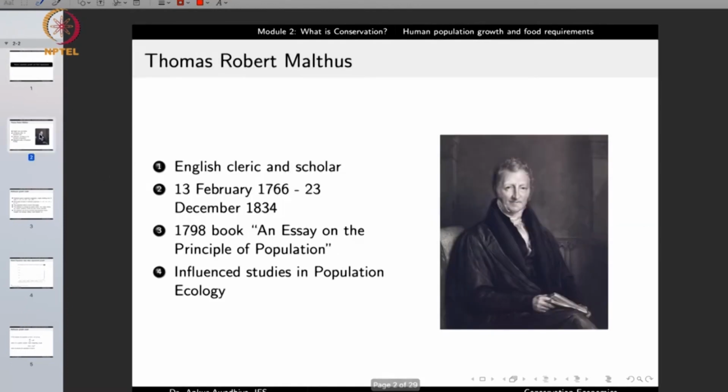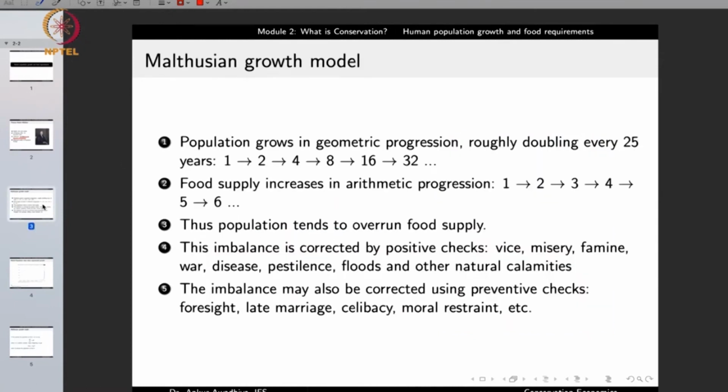Now, one of the earliest thinkers to think about the issue of human population growth was Thomas Robert Malthus. He was an English cleric and scholar who lived in the 18th and 19th centuries, and in 1798 he published this book, An Essay on the Principle of Population. This is considered one of the most seminal works on human population growth, and to this date, it has influenced studies in population ecology. So, what did Malthus have to say about the growth of human population? He observed that population grows in geometric progression, roughly doubling every 25 years. The human population grows in geometric progression.